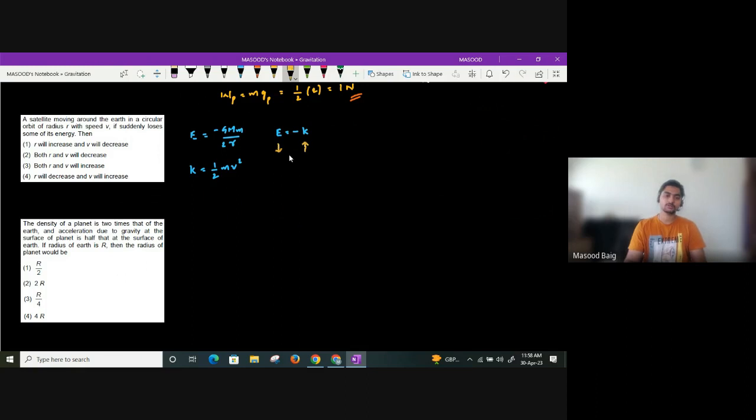It should increase or not? Now, kinetic energy is increasing. If kinetic energy is increasing, mass will not change, so what will happen to speed? Speed will increase. E value is decreasing means it will become more negative, guys. When will it become more negative? If R value is decreasing. So what is happening to R here? R is decreasing. What is happening to V here? V is increasing. So R will decrease and V will increase should be the answer. Clear, all of you?